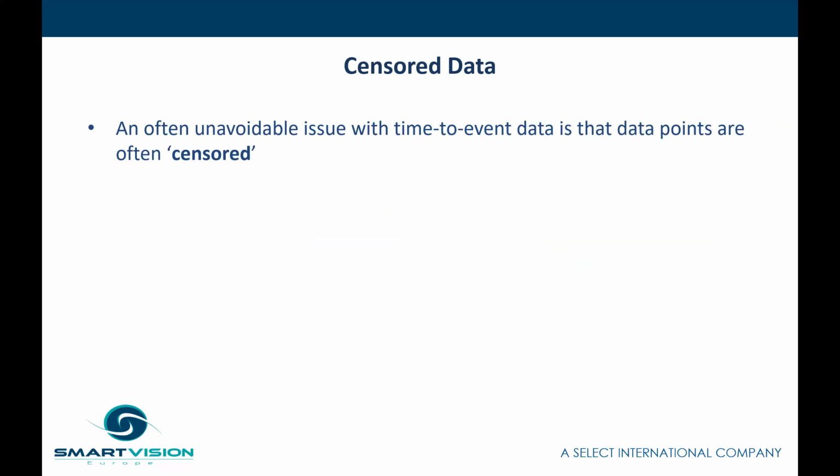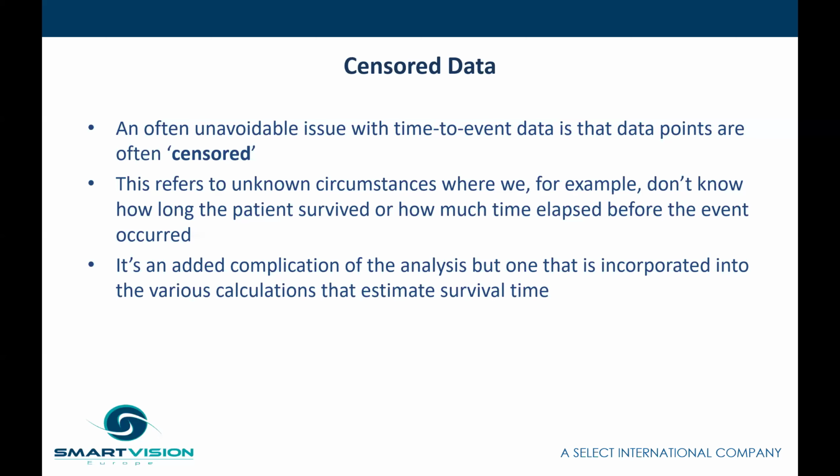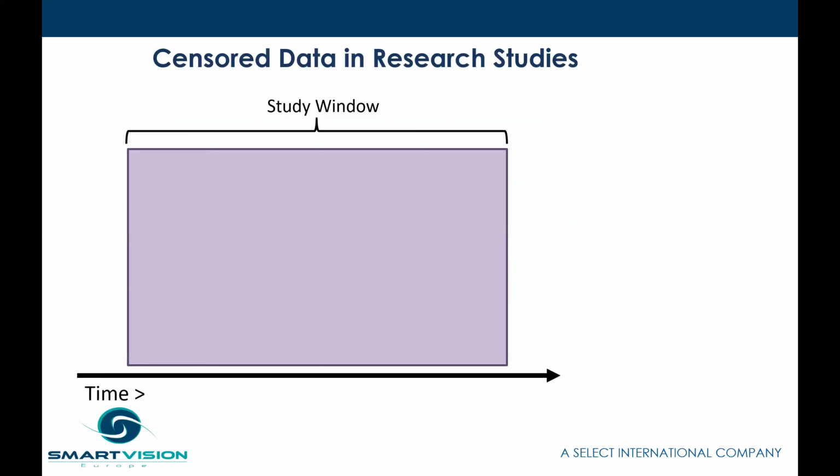One thing you do have to be aware of, which is unavoidable with survival analysis, is something called censored data. That's a term used for unknown circumstances where we don't know how long the patient survived or how much time elapsed before the event occurred. So it's kind of like a missing value. It's an added complication of the analysis, but one that the analysis has to incorporate into the various calculations to estimate survival time.